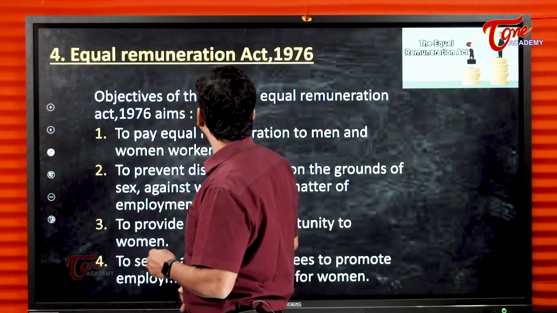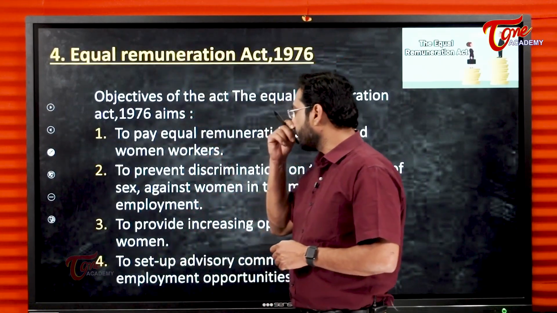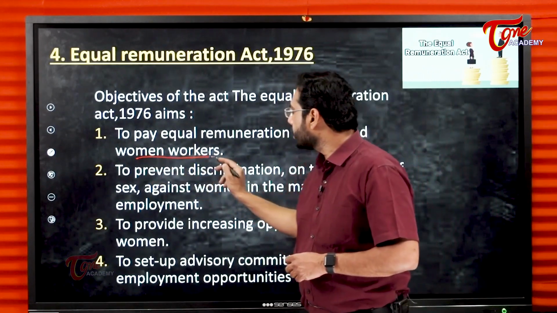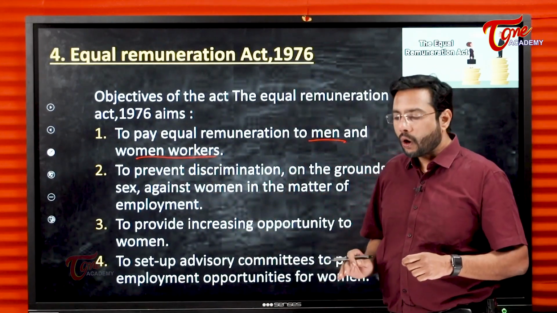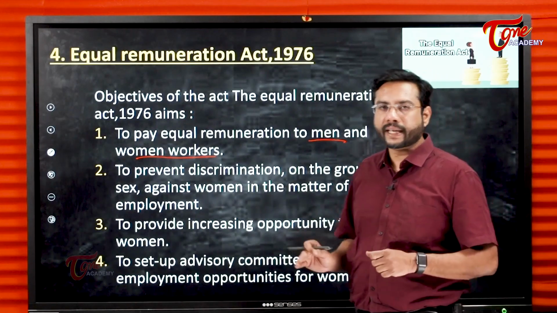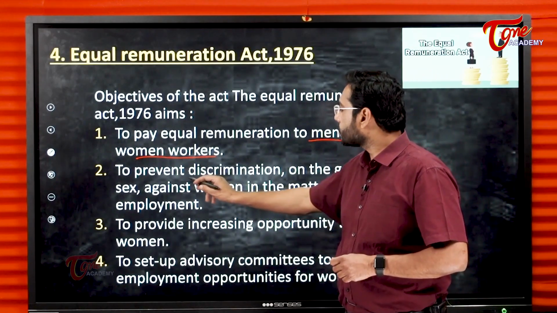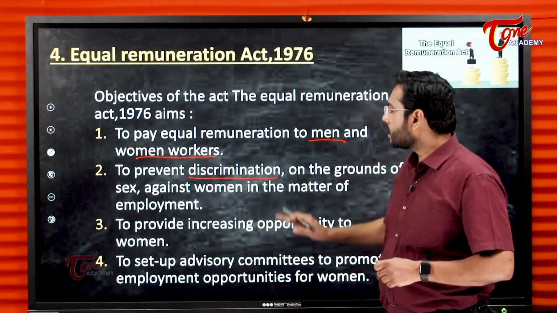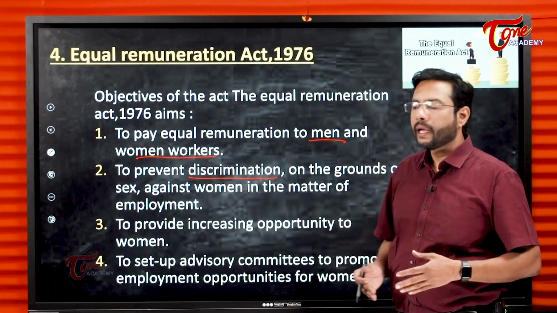That is one thing. We have equal remuneration, that is to pay equal for men and women workers. This is, we are not discriminating on the basis of sex. So on the basis of sex we should not discriminate a person. So this is one thing, we are giving equal importance.